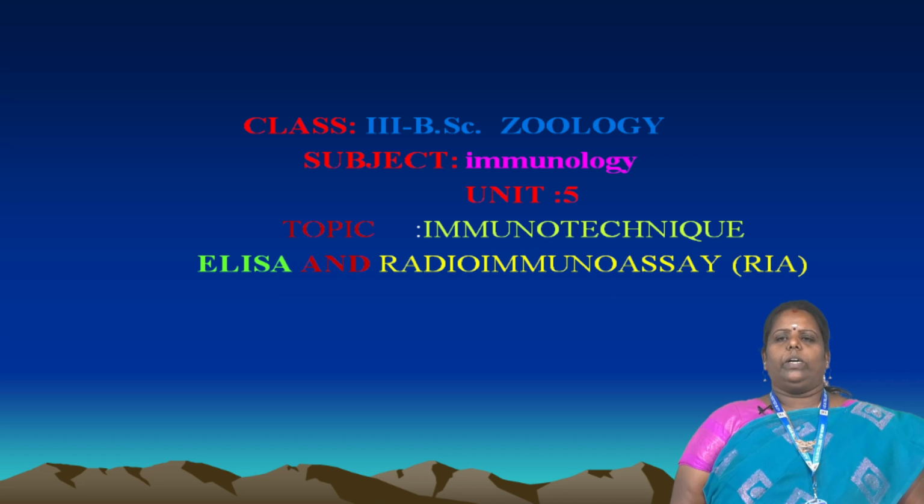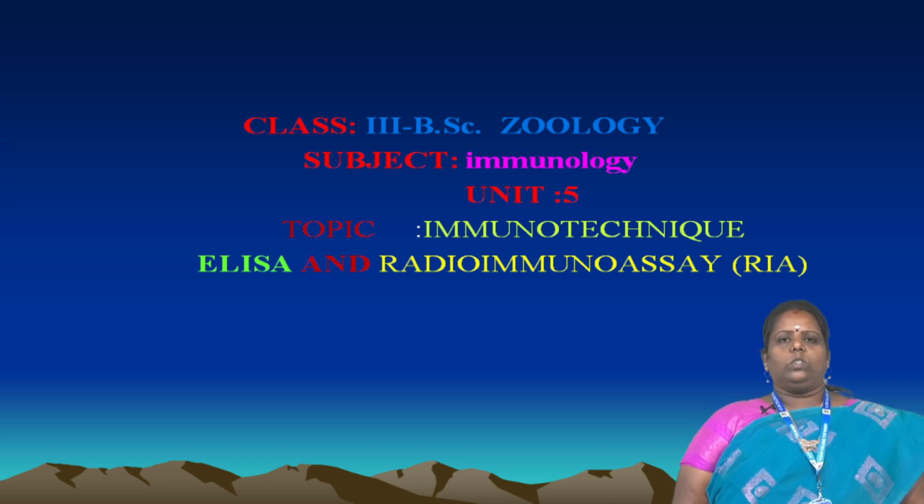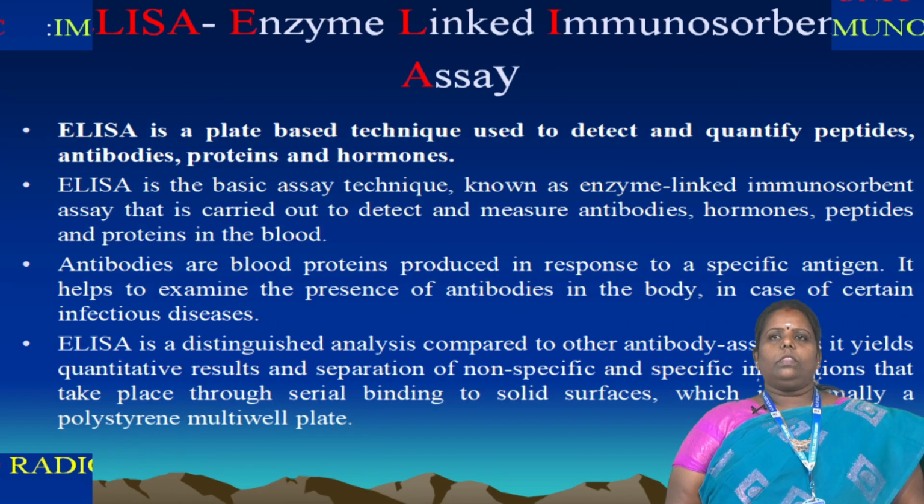Already you know very well what is meant by immunology. We have the antigen and antibody in our body, so we have to know about immunology. In this session, we will look at Unit 5: what are the immunotechniques available? One technique is ELISA, and the second is radioimmunoassay. We have to know about these two techniques in this slide.